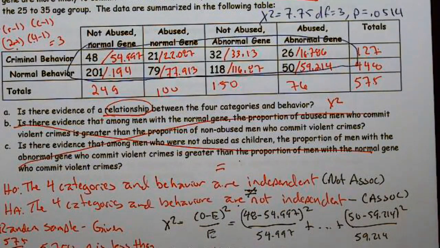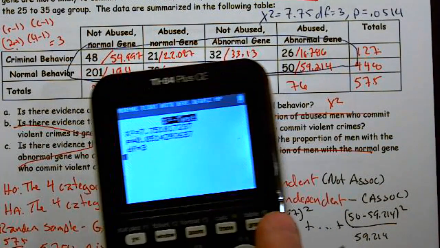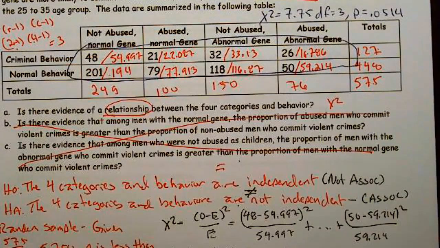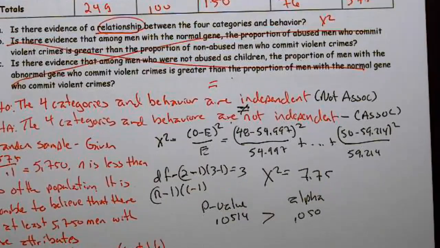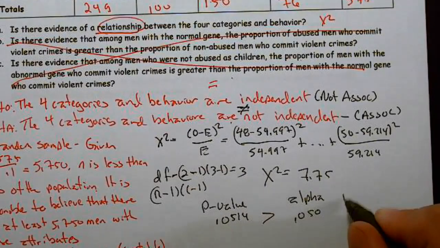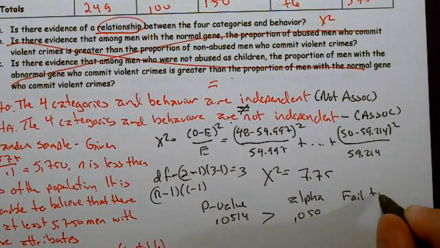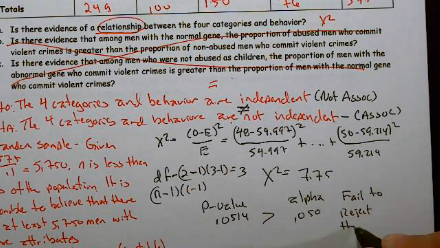And we ended up with a p-value of 0.0514. Our alpha is 0.05. It's not much bigger, but it is greater. And because it's greater, we're going to fail to reject the null.